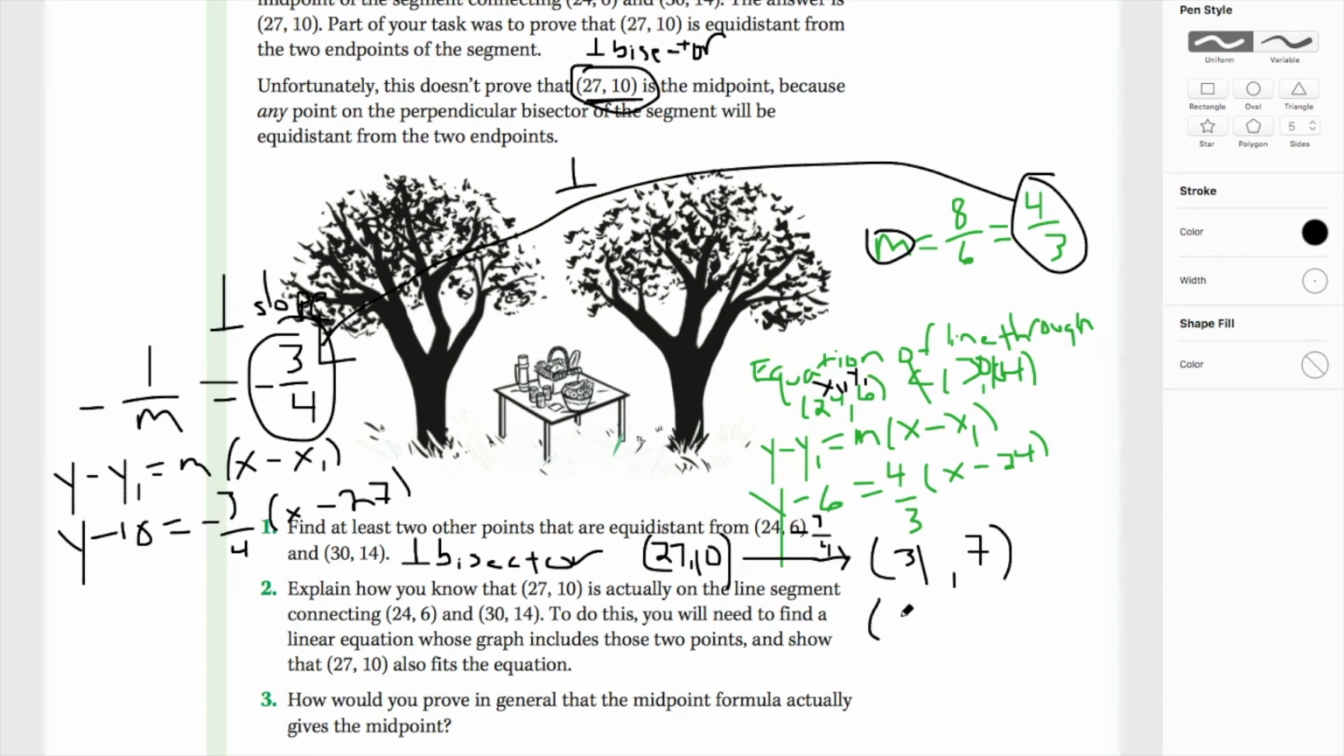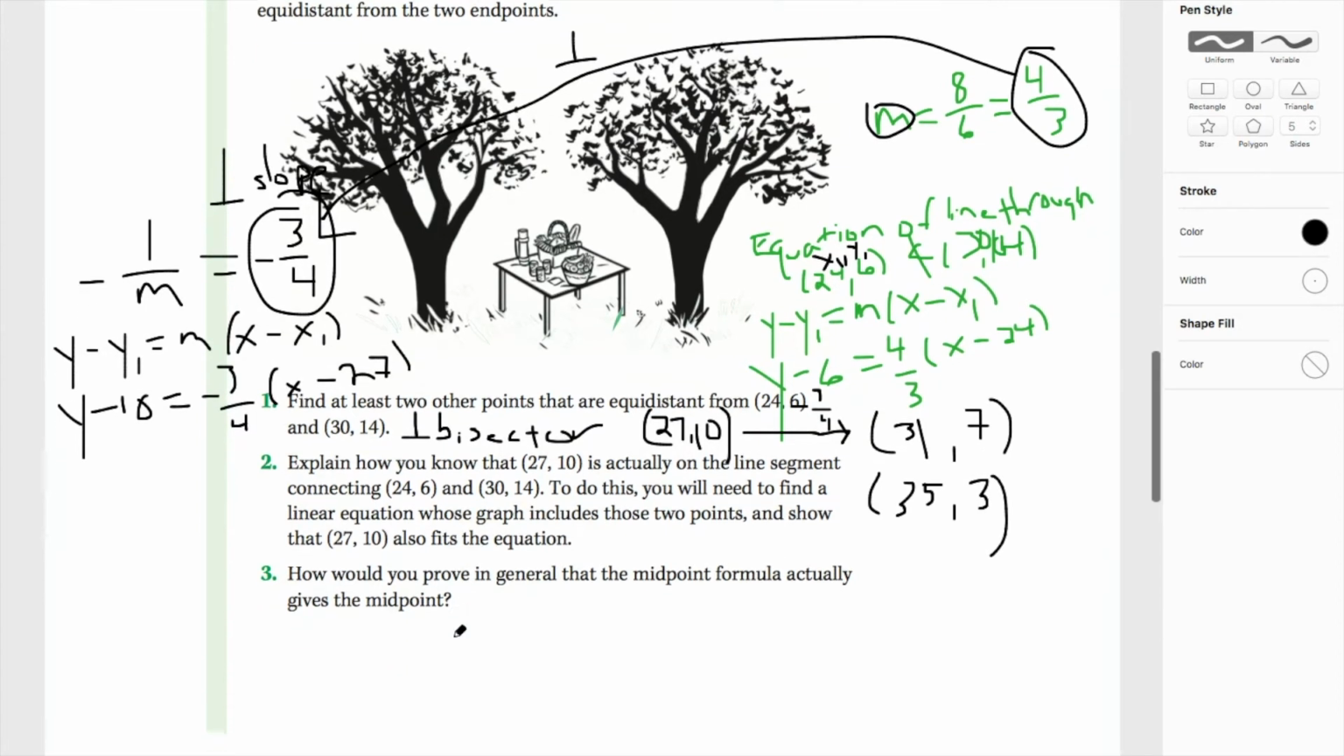Another point, if we just repeated that same logic right there, if we added 4 to the x, we get 35, and took away 3 from the y, that would also be on the perpendicular bisector, and thus be equidistant from the 2 endpoints of the segment, where those 2 trees are in the orchard.